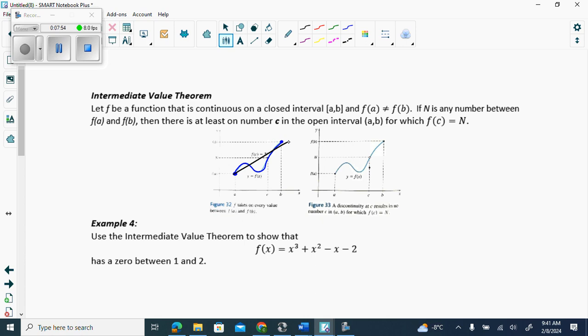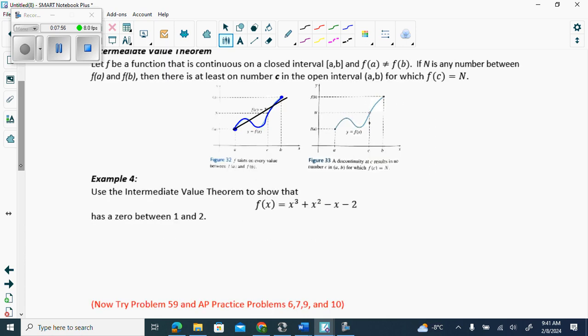All right. So this is what's often asked of us with the intermediate value theorem. It says here, use the intermediate value theorem to show that f of x equals x cubed plus x squared minus x minus 2 has a 0 between 1 and 2. A 0 between 1 and 2. What is a 0? How do I know for a fact that I'm going to get a 0? What do I have to have?